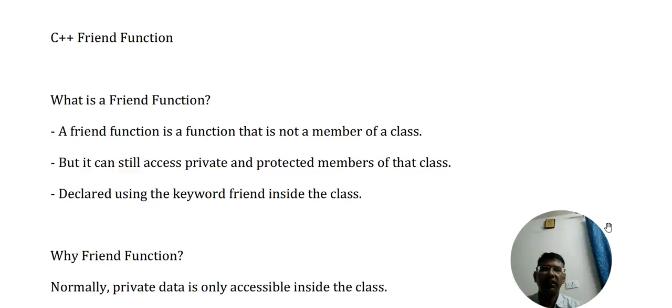A friend function is a function that is not a member of a class. So even if it has to access the private and protected members, with the help of a friend function you can access it. It is declared using the friend keyword. So here one very important thing is the friend keyword. Before the function you have to use the friend keyword.